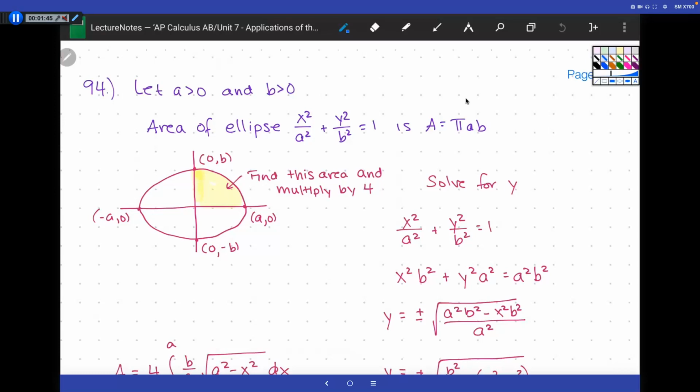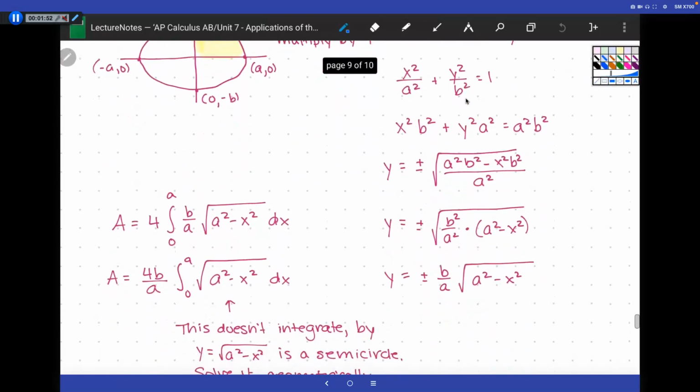So I solved for y. Solving for y, you get this. But you can pull out a b squared over a squared, which means you can pull out a b over a outside of the radical and be left with this. So any questions on solving for y?